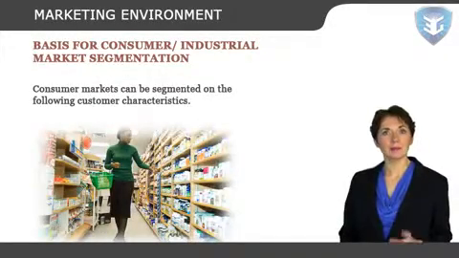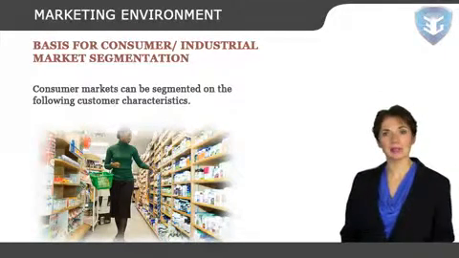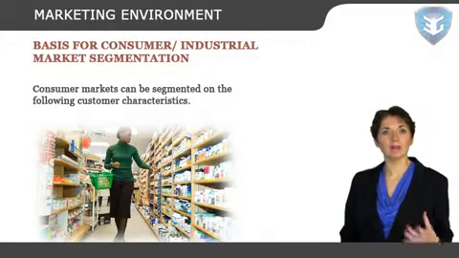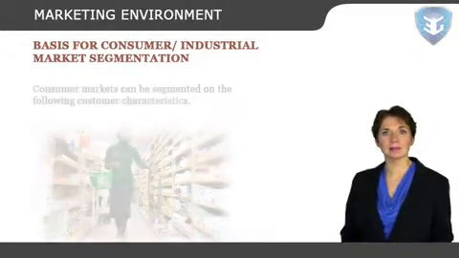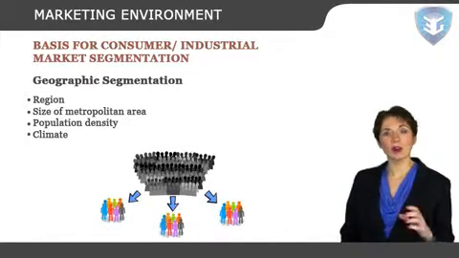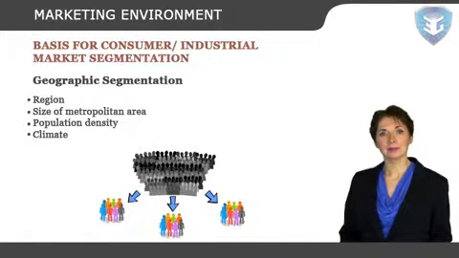Let's now talk about the basis for consumer and industrial market segmentation. Consumer markets can be segmented on the following customer characteristics. Geographic segmentation. Some examples of geographic variables often used in segmentation. Region, by continent, country, state, or even neighborhood.